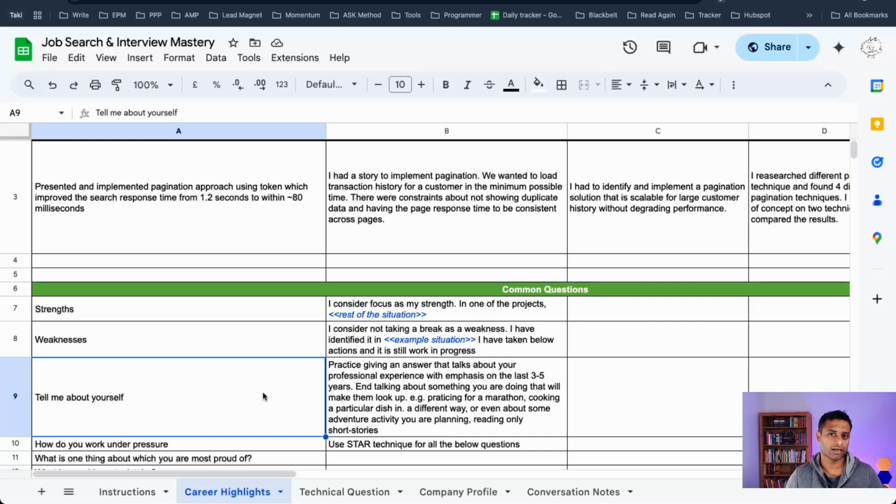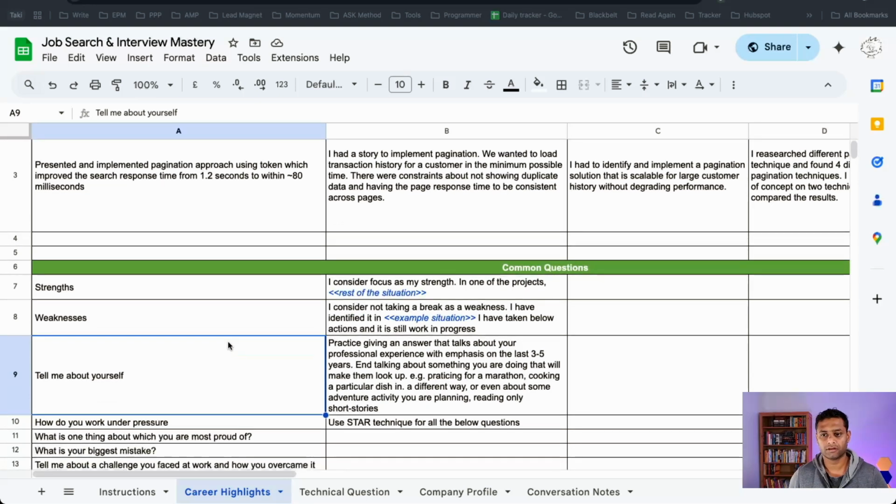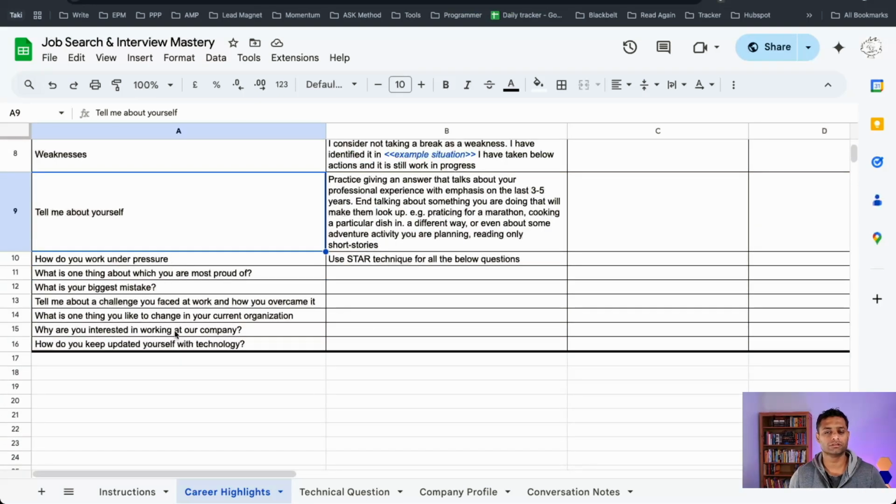Don't say that I like reading. No, that's a very generic statement. You can specify that I like a particular author's novels, or that I saw this Netflix series, and it was produced by this particular author, and I'm reading those books for now. Those are some of the things that you can look at. And then there are the common questions. Similarly, for those common questions, you try to give an answer from your experience.